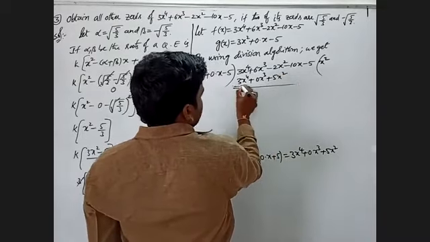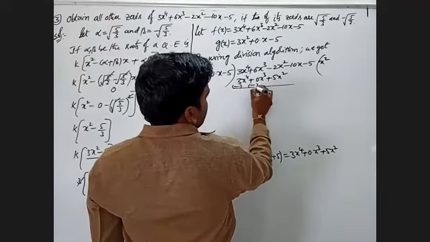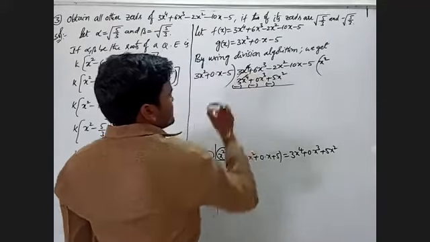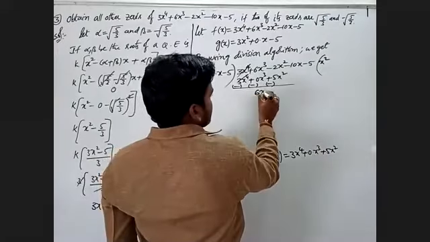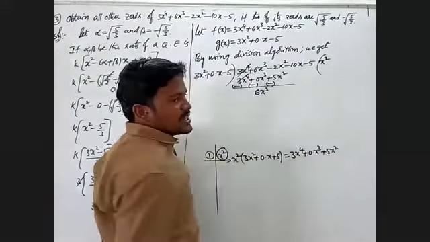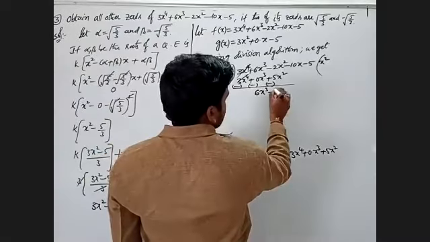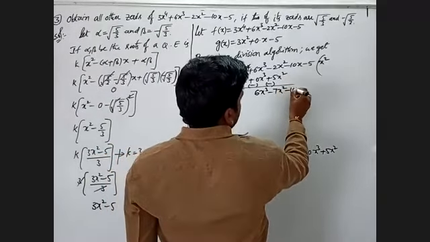I have to take the symbol minus. After minus, both will be cancelled. 6x cube minus 0x cube is 6x cube. After that, minus 5x square minus 5x square is minus 7x square. Remaining means minus 10x.